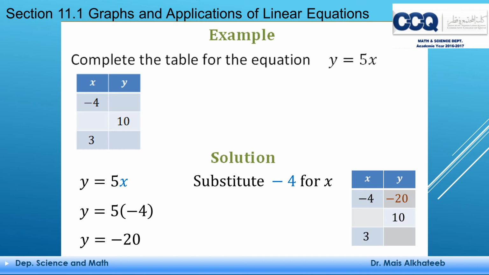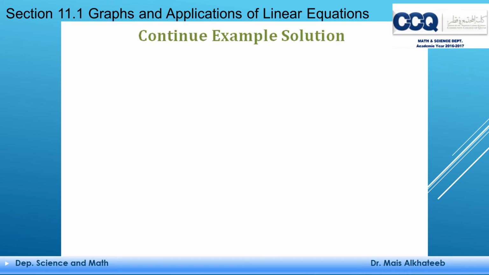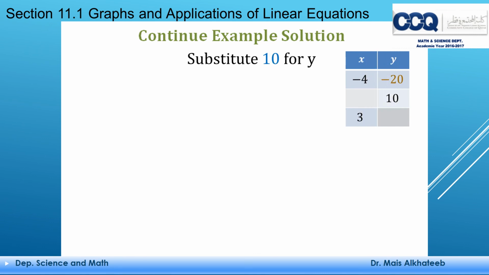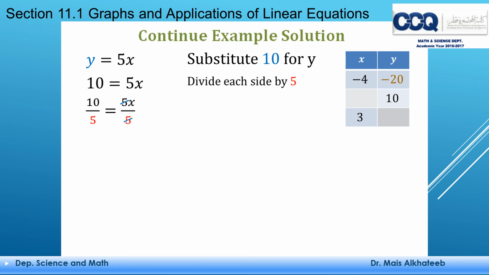Now they give me y, which is 10, and I have to calculate x. So you make y blue now. I replace y by 10. Then I calculate by dividing both sides by 5. So x equal 2. 10 over 5 equals 2. So I calculate now x, and I have 2 and 10.